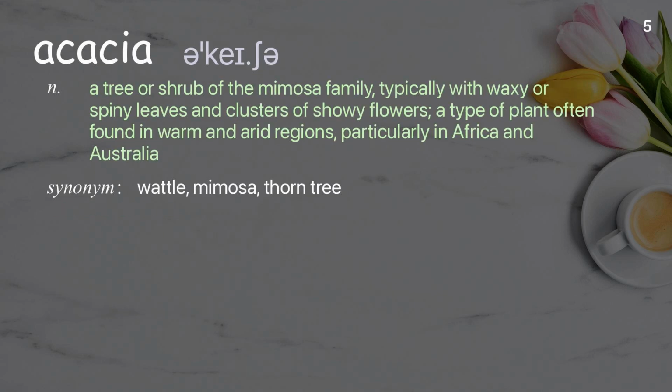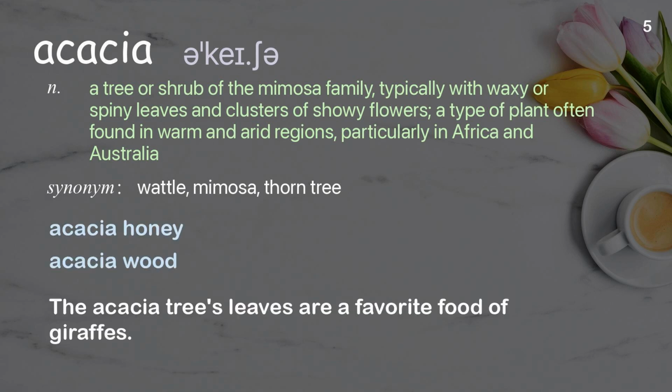Acacia. A tree or shrub of the mimosa family, typically with waxy or spiny leaves and clusters of showy flowers, a type of plant often found in warm and arid regions, particularly in Africa and Australia. Examples: Acacia honey. Acacia wood. The acacia tree's leaves are a favorite food of giraffes.